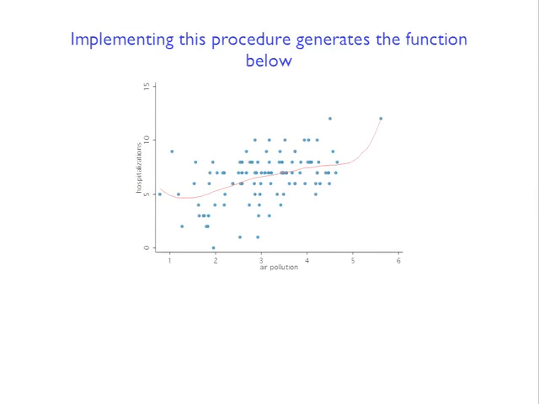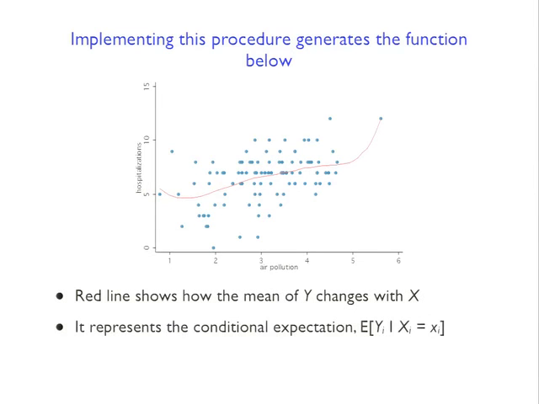Okay. So this red line is basically going to show you how the mean of y changes as air pollution levels, which is x, change. And what I plotted actually represents in graphical terms the conditional expectation E of y given x. So now the second exercise that I want you to do involves calculating conditional expectation functions.